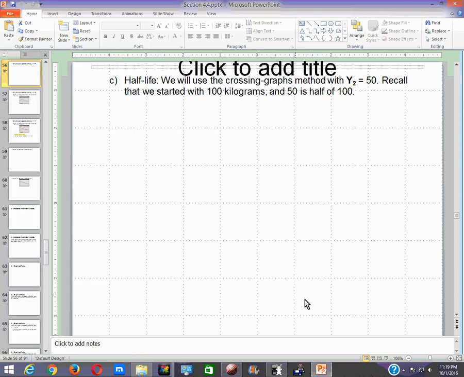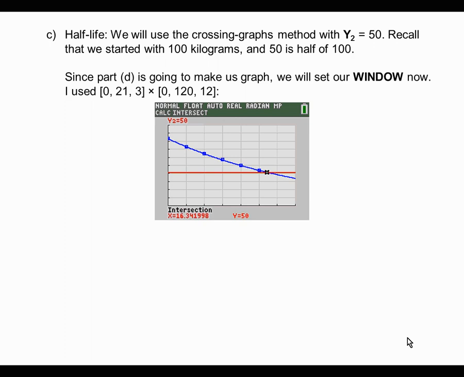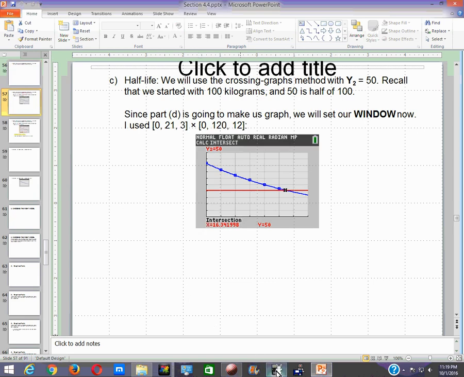Now it may be time to start thinking about the appropriate viewing window. So my window, again, I use 0, 21, 3 by 0, 120, 12. The reason I went out to the 21, even though the value I went out to 5, is I got to be sure I go far enough out to see the graphs intersect. Because if you didn't, you'd have to go back and change your X max.